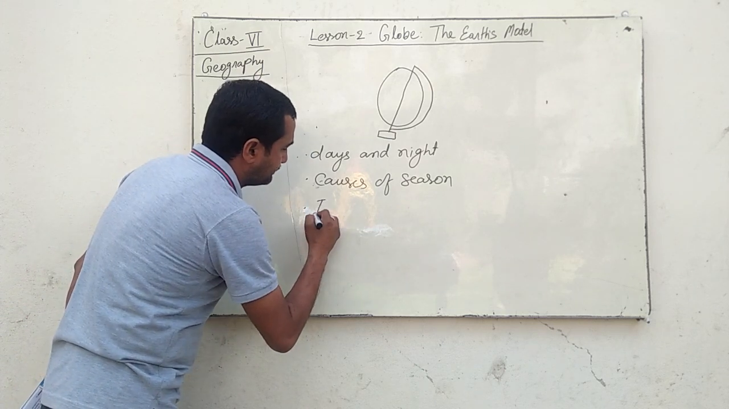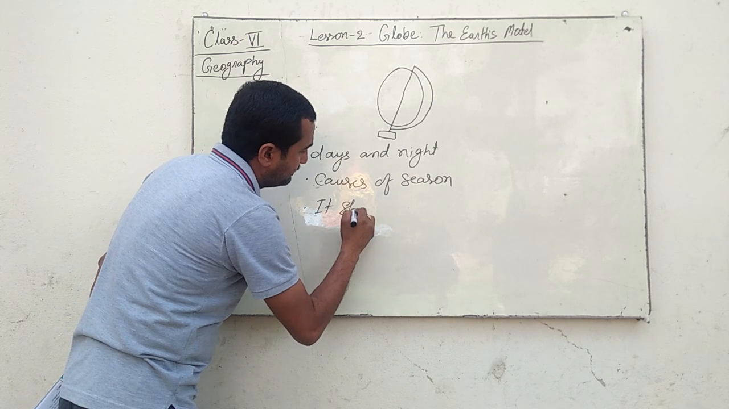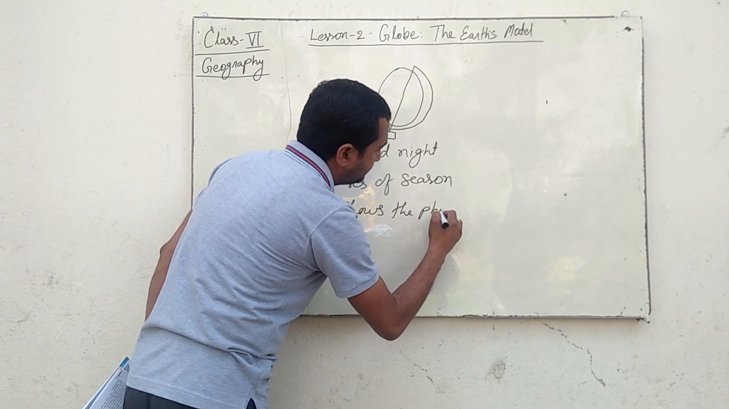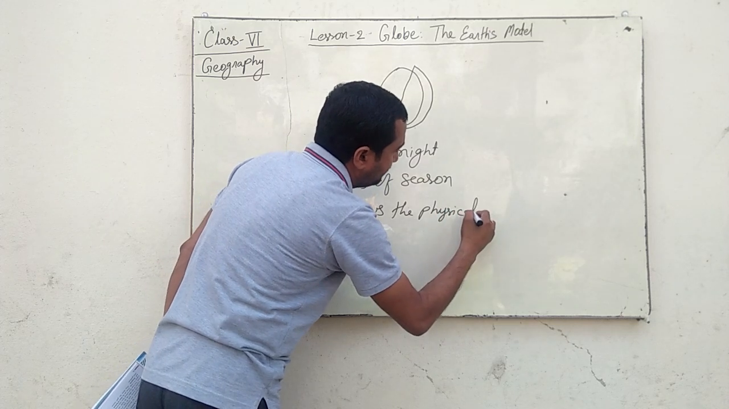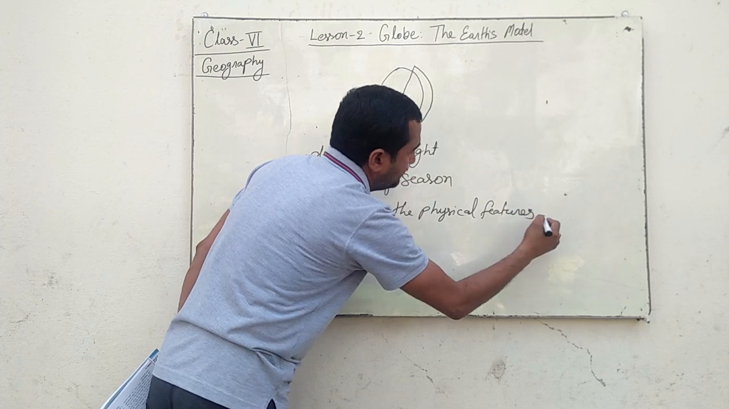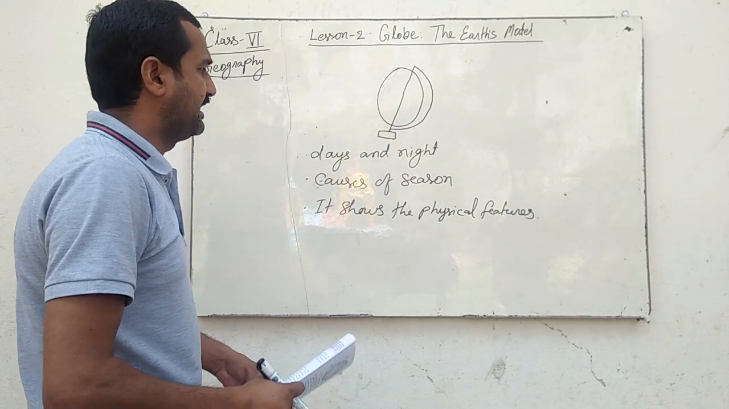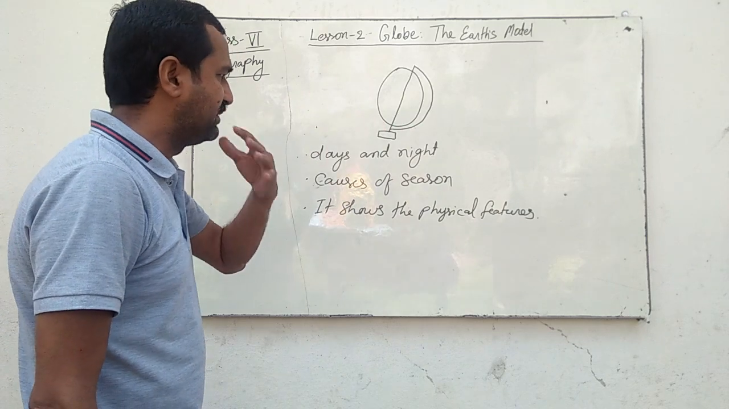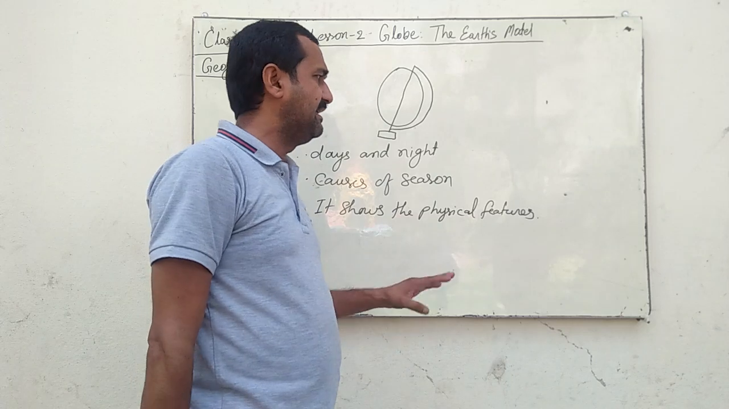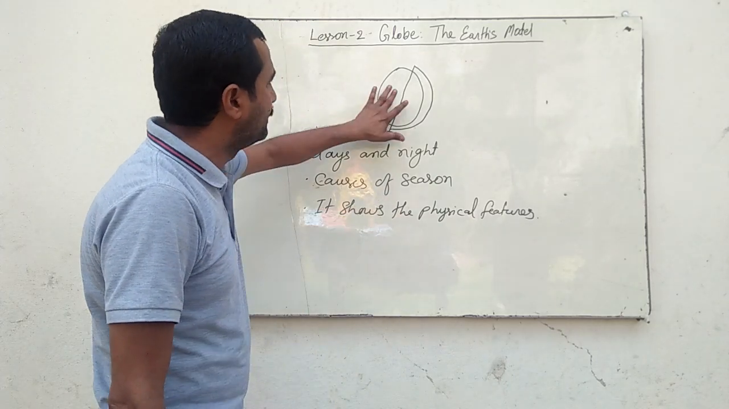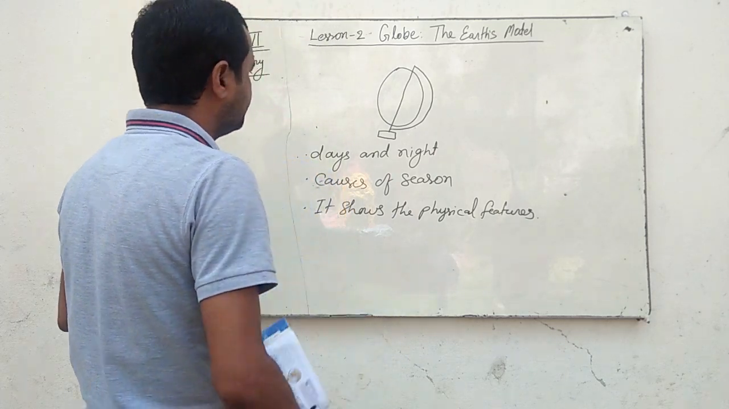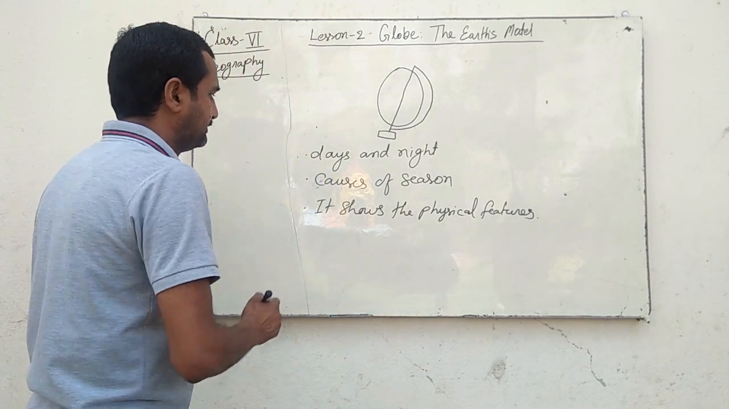It shows the physical features of the earth exactly as they are present on the earth, like mountains, rivers, oceans, lakes, all are shown on this globe as they are present on the earth.